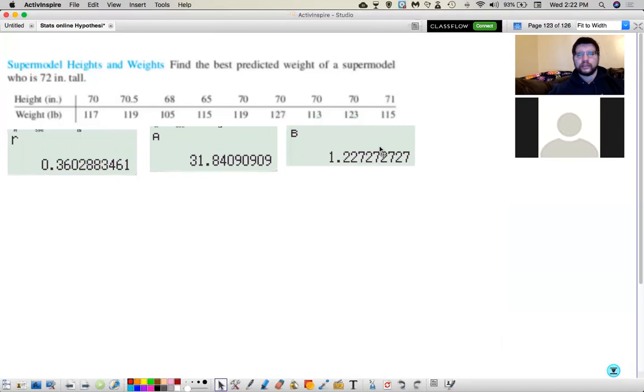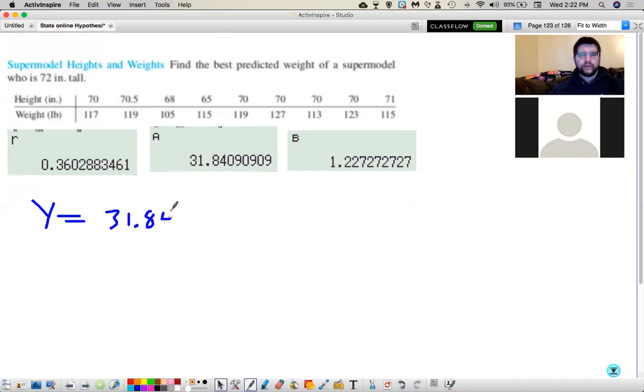Whenever we're doing regression equations, we still have to do the correlation coefficient just to see if we can use the regression equation or not to predict the value. So on the Casio, it's A plus BX. On the TI, it's AX plus B. Pay attention to whatever your calculator says. So in this case, we're going to do Y equals 31.841, I'm just going to round it, plus 1.227x.